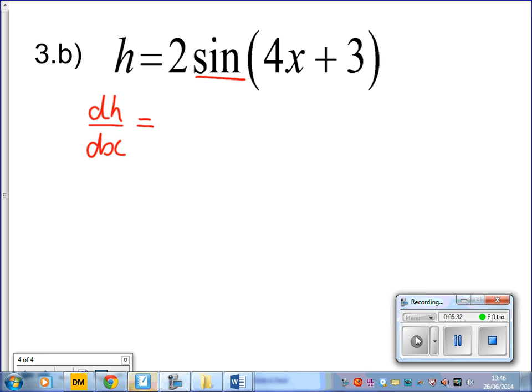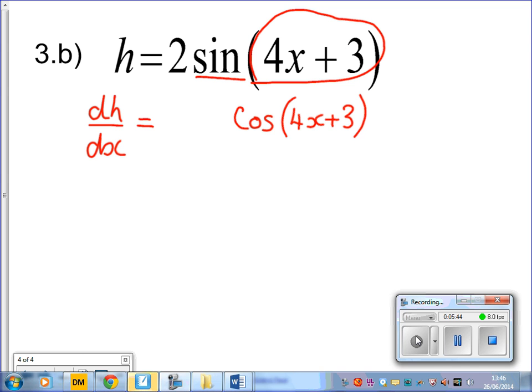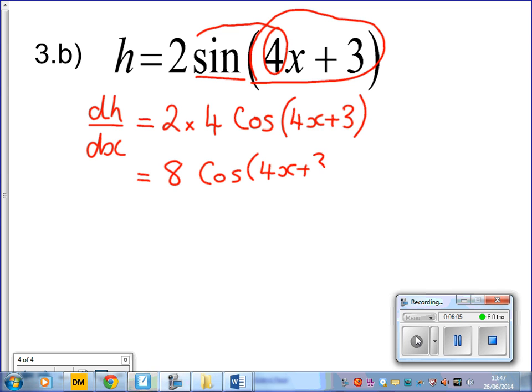So sine differentiates to cos. And this part stays the same, 4x plus 3. Remember, the number in front of the x, so in this case the 4, gets moved to the front. We've already got the 2 there, so we're going to have 2 times 4. Our answer is 8 cos 4x plus 3. The only thing to watch out for is it's only this 4 that moves to the front.